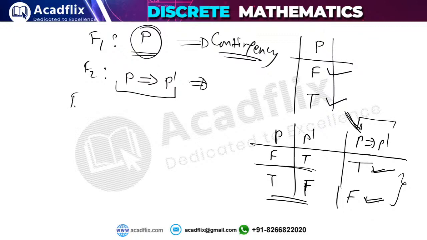Okay, let's see F3. P dash implies P dash. Tell me what it is. So again, this is contingency. Now tell me about this. P dash implies P dash. Is it tautology, contingency, or contradiction?